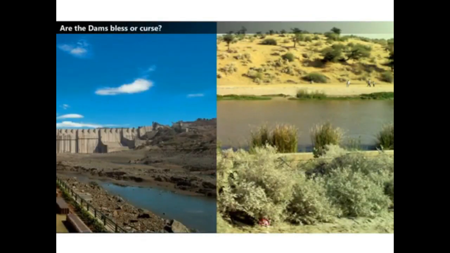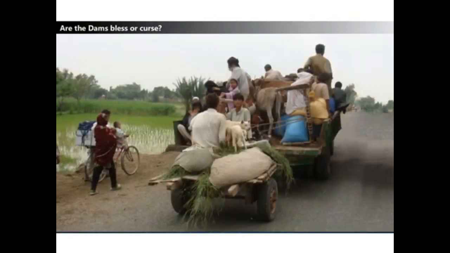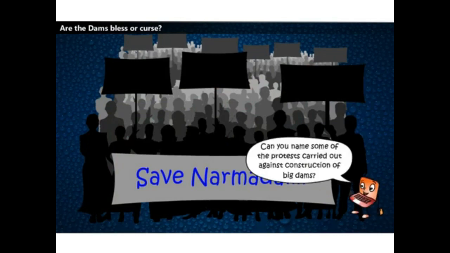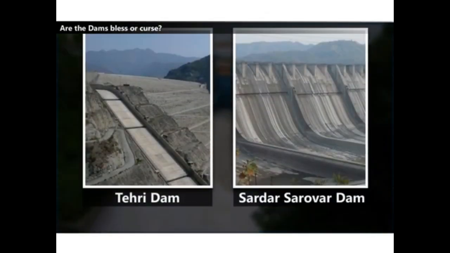Though the dams and canals are able to solve the problem of water scarcity in some areas, the people who have been displaced for construction of the dams and canals never get their fair share. There are always protests against construction of big dams on various grounds. Can you name some of the protests carried out against construction of big dams? Some of the river valley dams which are under scrutiny of social activists are Tehri Dam, Sardar Sarovar Dam, etc.